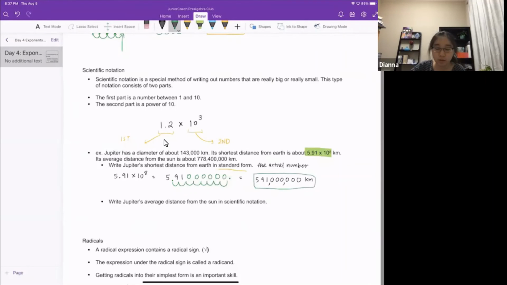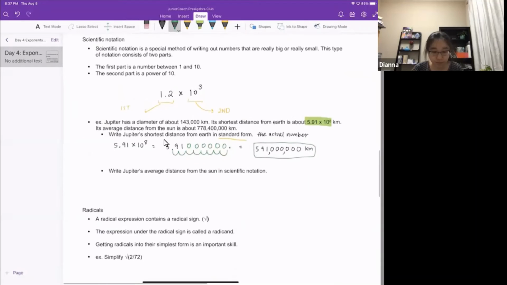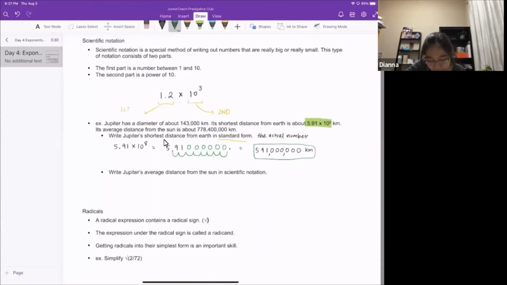Okay. So what about this next one? Write Jupiter's average distance from the Sun in scientific notation. So in the first problem, we were switching from scientific notation to standard form, right? To our normal number. And now we're doing the opposite. We're converting from a normal number to scientific notation. So Jupiter's average distance from the Sun was this thing, right?